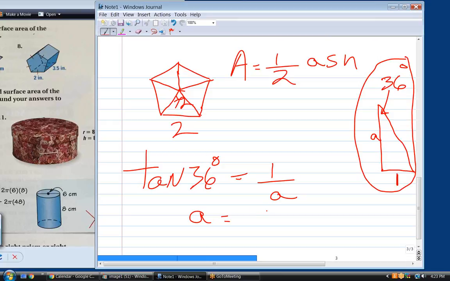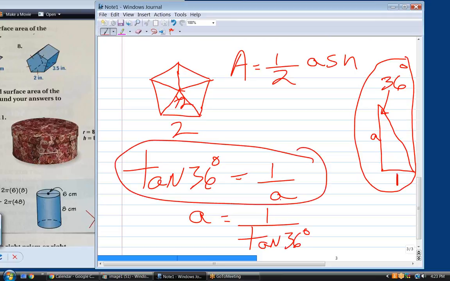It'll be 1 over tan of 36. In other words, whenever you have an equation like this, you can multiply both sides by a and divide both sides by tan of 36 to turn it into solving for a. Or you can just flip it. There's a couple of ways to do this. The easiest way is to just flip both sides. When I flip the right side, I get a over 1. When I flip the left side, I get 1 over tan of 36. And always think about these things as numbers. Even though we don't know what number it is, we know it's a number.